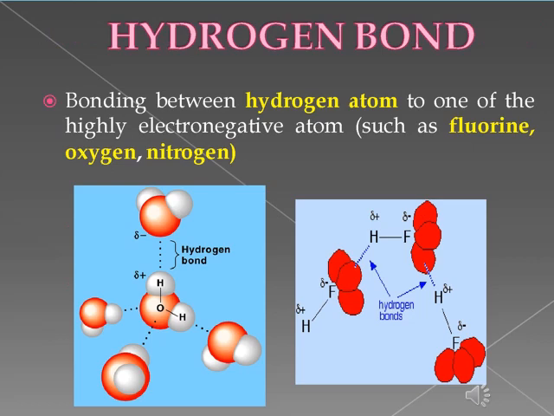Hydrogen bond is one of the intermolecular forces. Hydrogen bond happens when there is bonding between a hydrogen atom and one of the highly electronegative atoms. For example, when a hydrogen atom binds to an oxygen atom, these two atoms are bonded by hydrogen bond. Same goes when the hydrogen is bonded to a fluorine atom. This hydrogen and fluorine are bonded by the hydrogen bond.